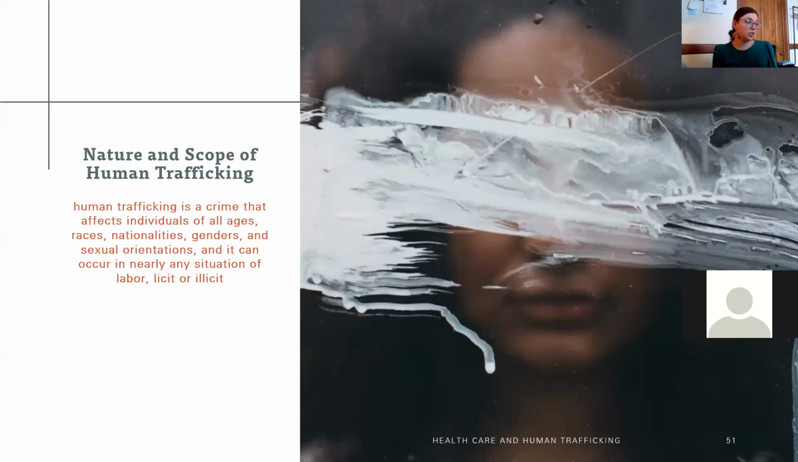So the nature and scope of trafficking. Human trafficking is a crime that affects individuals of all ages, races, nationalities, genders, and sexual orientations, and it can occur in nearly any situation of labor, licit or illicit. So we also look at the social ecological model, which is broken down into 4 different categories: individual, relationship, community, and societal.